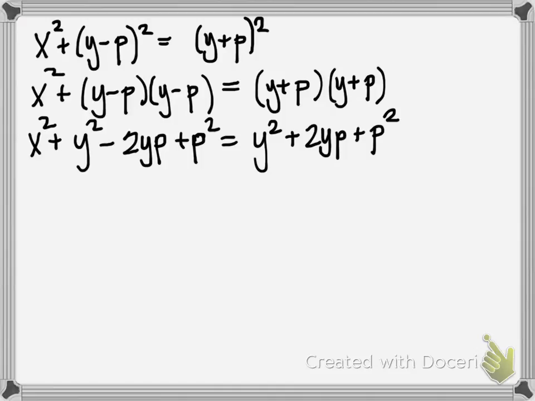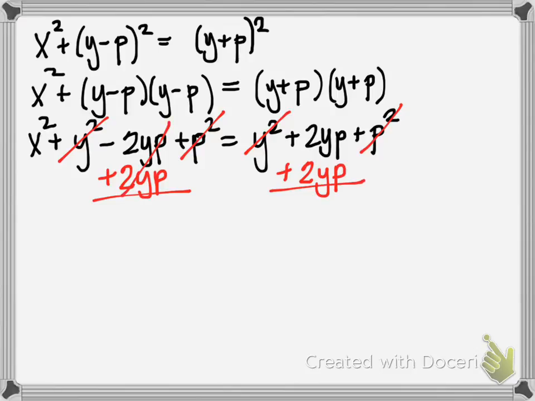And now let's go ahead and try to combine like terms. So you'll notice that if we subtract y squared from both sides, the y squares are going to subtract out. If we subtract p squared from both sides, the p squareds are also going to subtract out. On the left side, I have a negative 2yp, so if I add 2yp to the left as well as to the right-hand side, I will end up with 4yp on the right-hand side. So this leaves us with x squared on the left is equal to 4yp on the right.